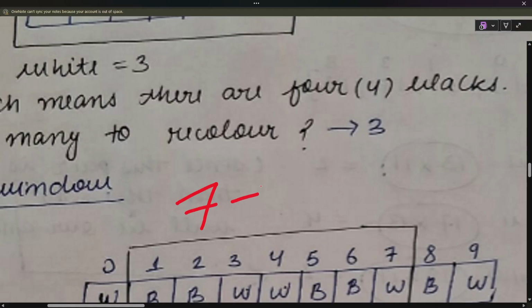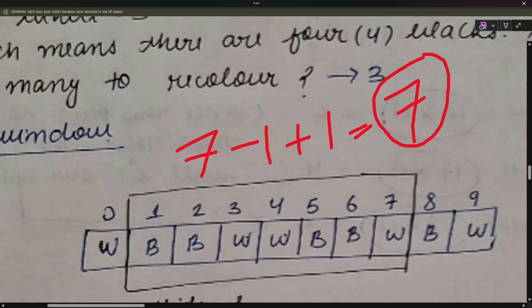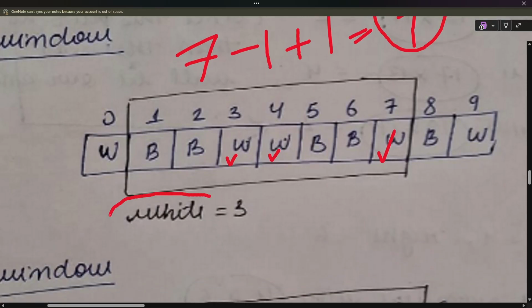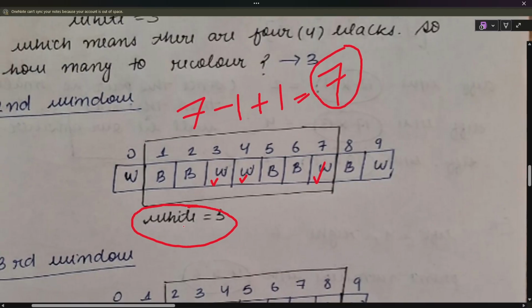7 minus 1 plus 7 plus 1 equals 7. Okay, so the window size is 7, right? So how many whites are there? 1, 2, 3. 3 white. So there are 3 whites. It's the same case as before. So how many whites we need to recolor to black? 3, right? Okay, so now we move the window in front.